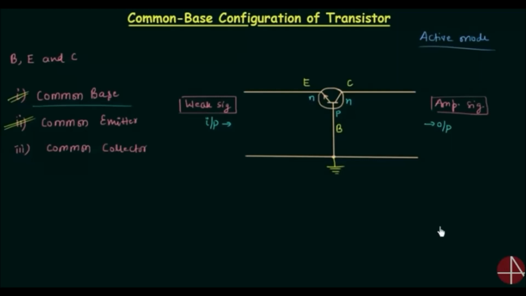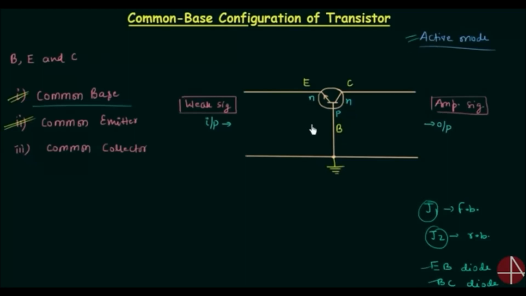There are two junctions in transistor, junction J1 and junction J2. In active mode of operation, junction J1 is forward biased and junction J2 is reverse biased. Junction J1 is the junction of diode EB. Junction J2 is the junction of diode BC. We can consider transistor as two diodes connected back to back. So diode EB is forward biased and diode BC is reverse biased in active mode.